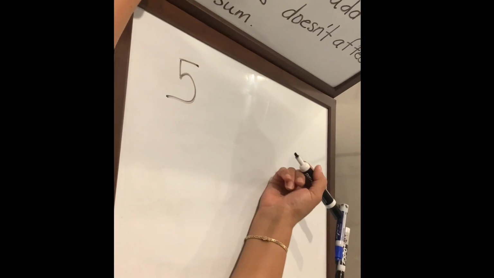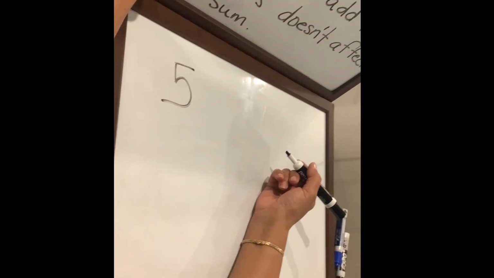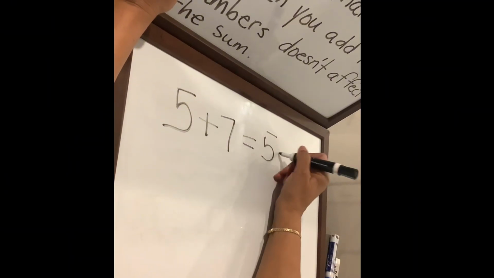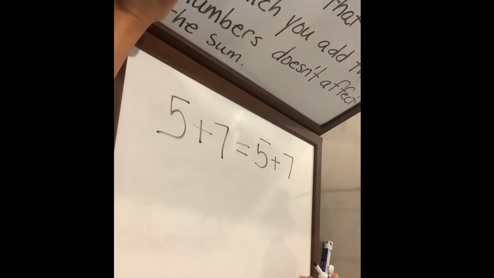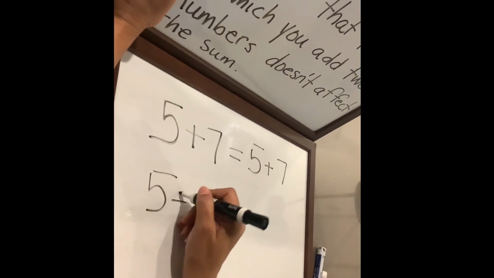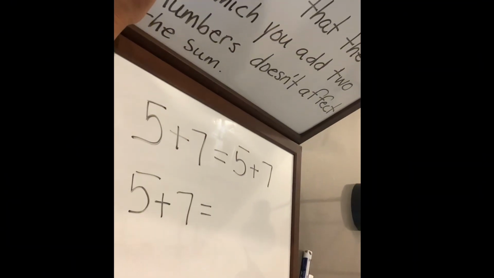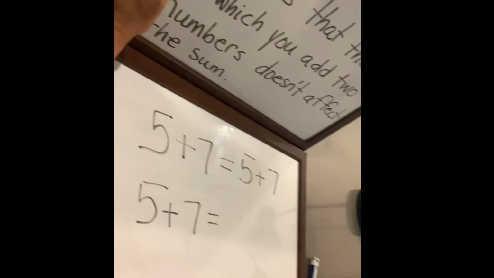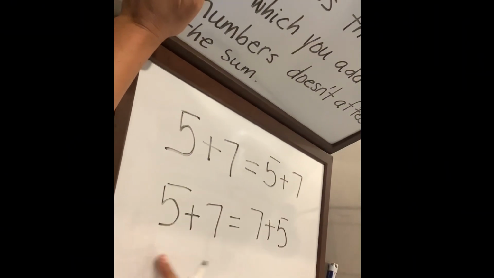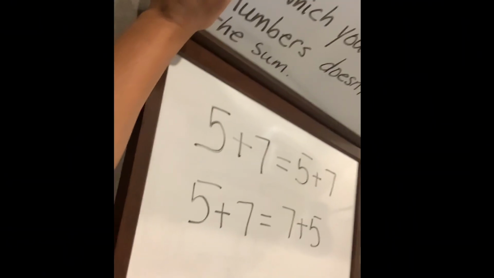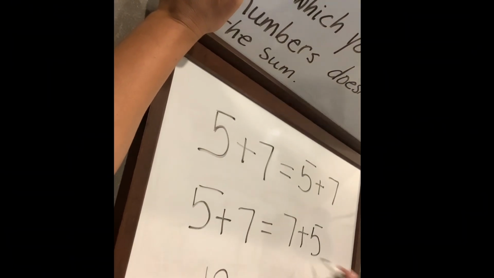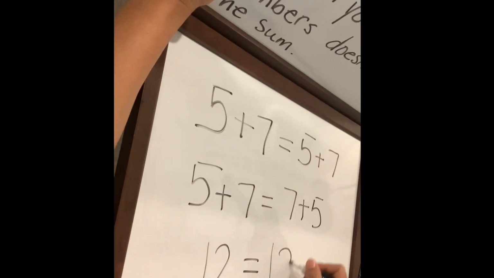5 and 7. Okay, so 5 plus 7 is equal to 5 plus 7, right? But what if I flip-flopped or I changed those numbers around? What would it look like then? 5 plus 7 is equal to 7 plus 5. What is 5 plus 7? 12. And what is 7 plus 5? 12. So let's look at this.